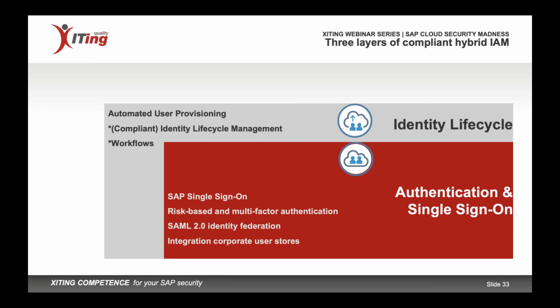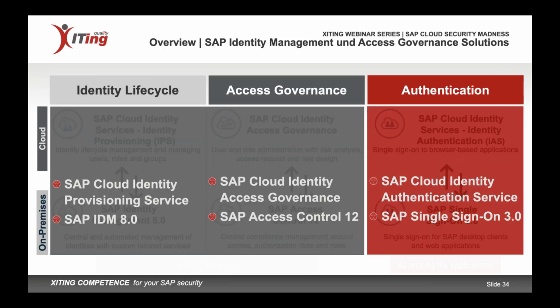That can be done in different flavors. It can be done very simply and job scheduled, but you can also put in your complete compliant identity management. You can have an integration with your existing IDM systems. You can have workflows on that. And on top of that, you can also enrich capabilities with access governance. So these are the three layers of a really compliant hybrid identity and access management.